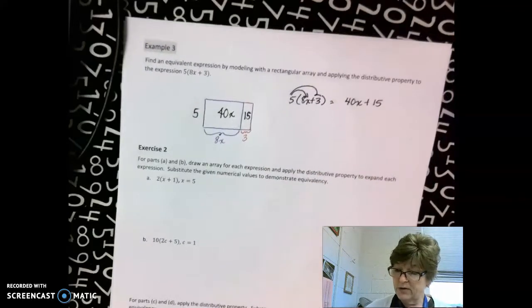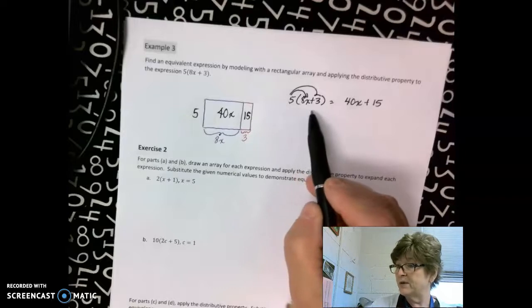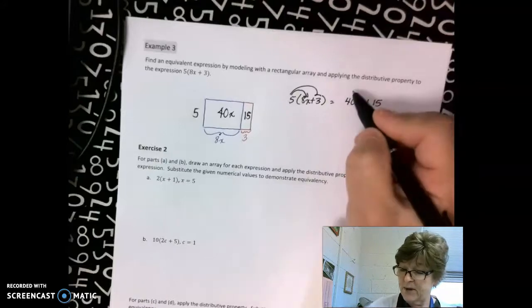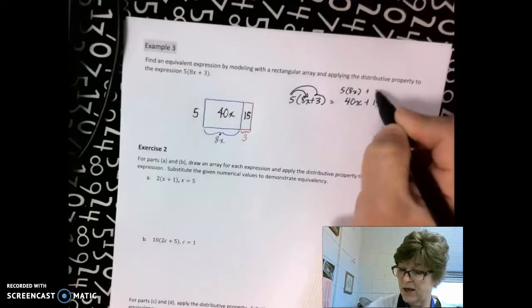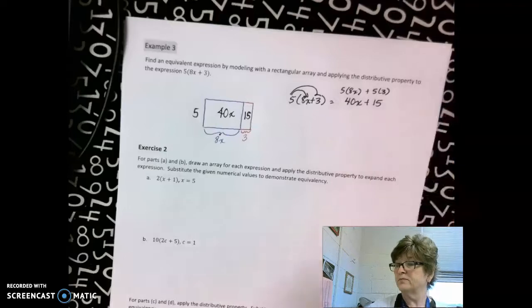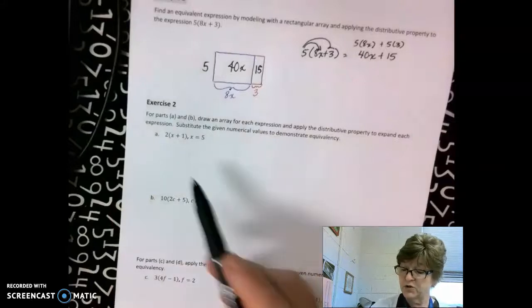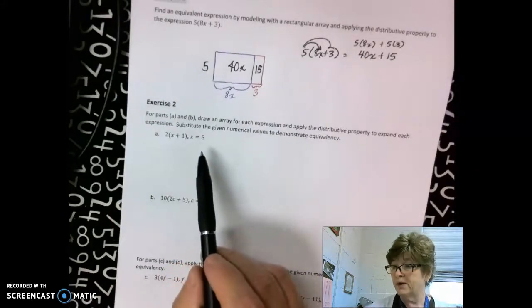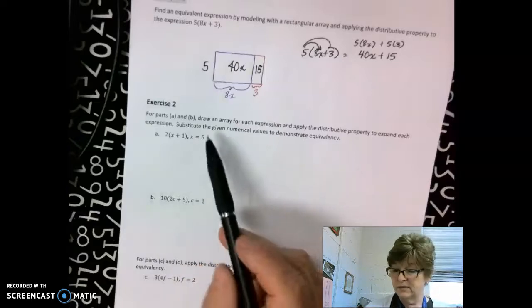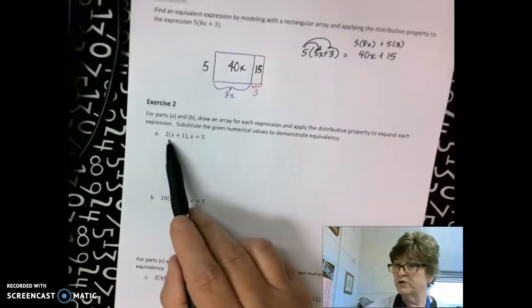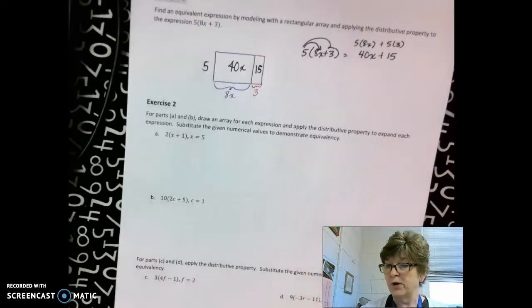So if we move down, and of course let's go back, to this being the product and this providing the sum. This is the same as 5 times 8x plus 5 times 3. Now let's move down to exercise 2, and there's 2 things we're going to do. We're going to actually start off first and use the distributive property to expand this expression. So I'd like you to pause your video and complete the array for 2 times x plus 1.